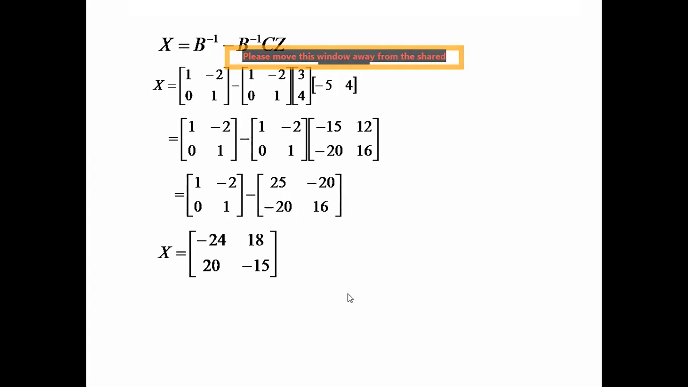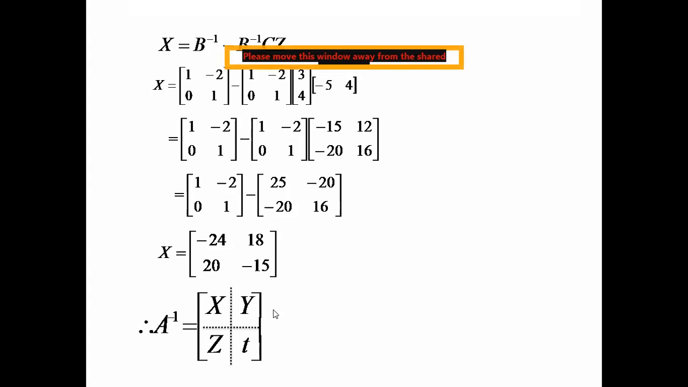So in this partition method, the problem is to get X, Y, Z, and T. But in the reverse order: first you get T, then Y, then Z, finally X. Once all are obtained, directly write the inverse of A. How do you write the inverse of A? That is X, Y, Z, T.